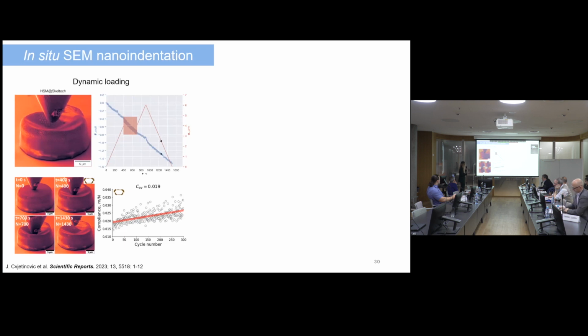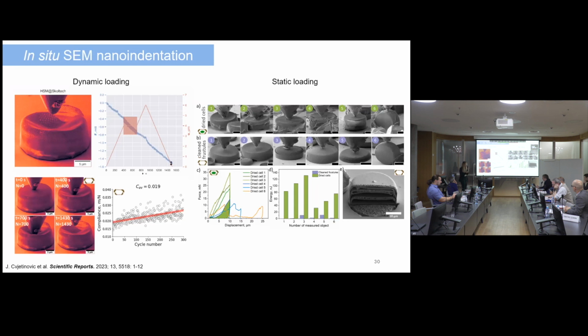Based on such behavior and results, we calculated the compliance, which is the inverse of stiffness, as a function of cycle number. We see here that the compliance increases with the increasing cycle number, and the average values were 0.019 meters per Newton. According to the literature review, these values are in a very good range for, for example, MEMS microphones, especially graphene-based MEMS microphones.